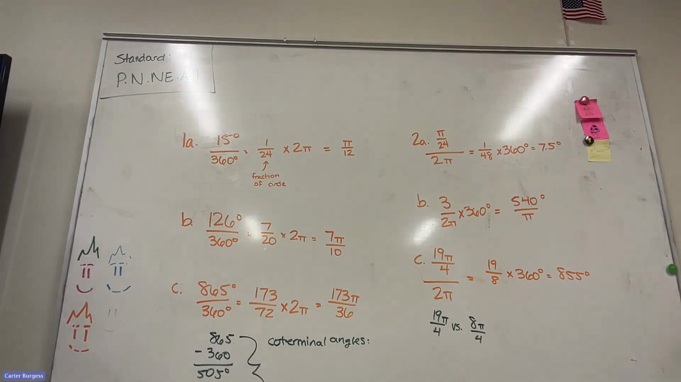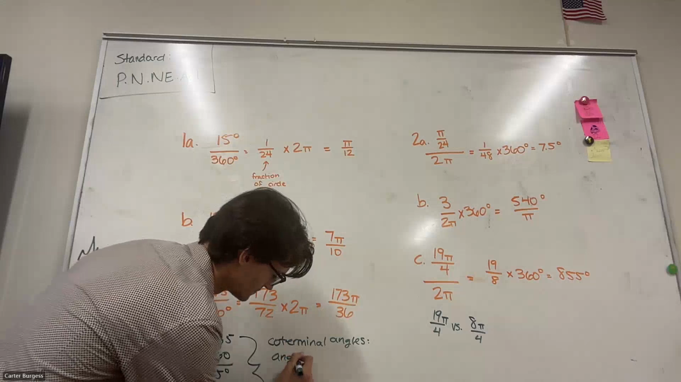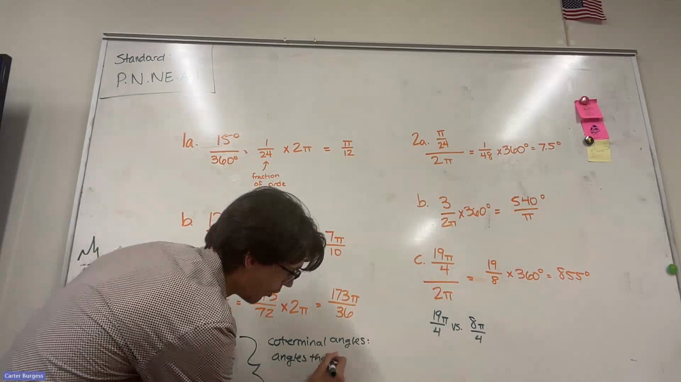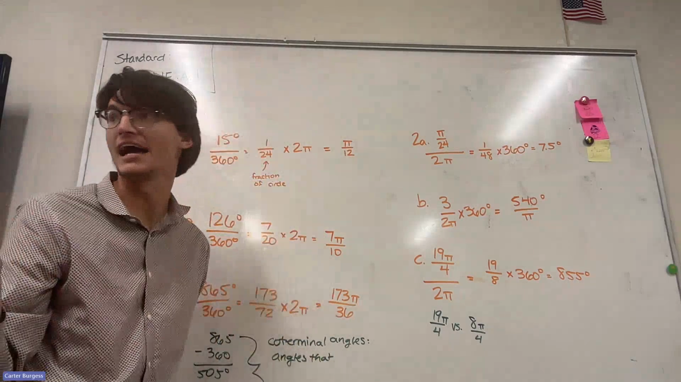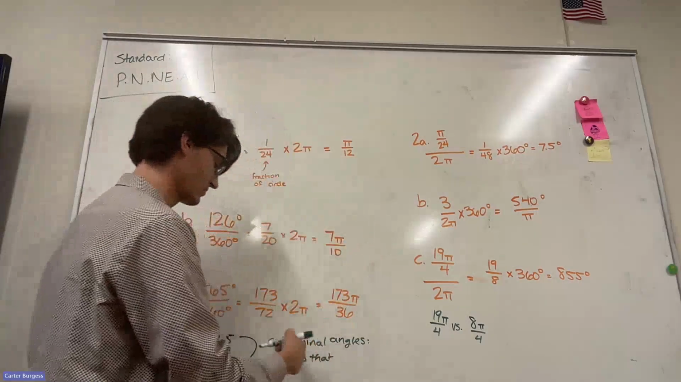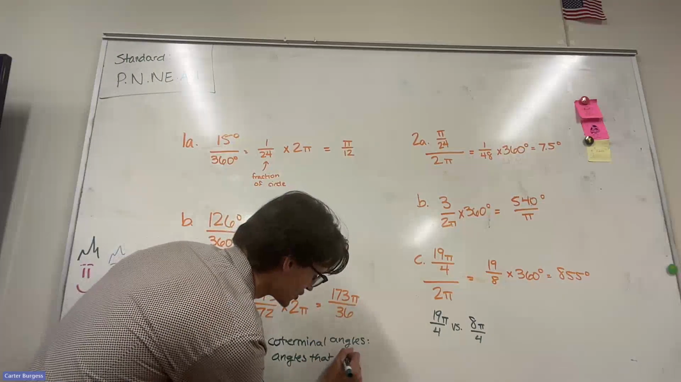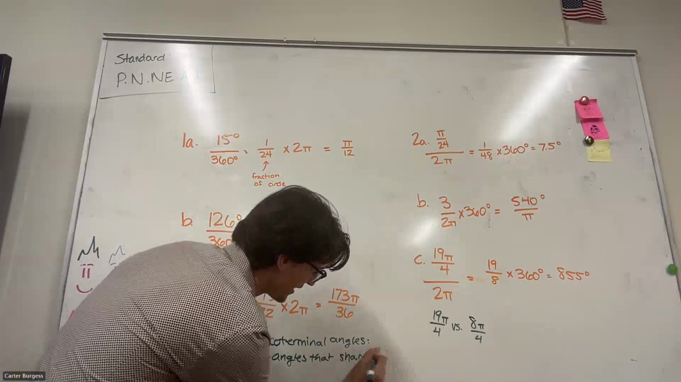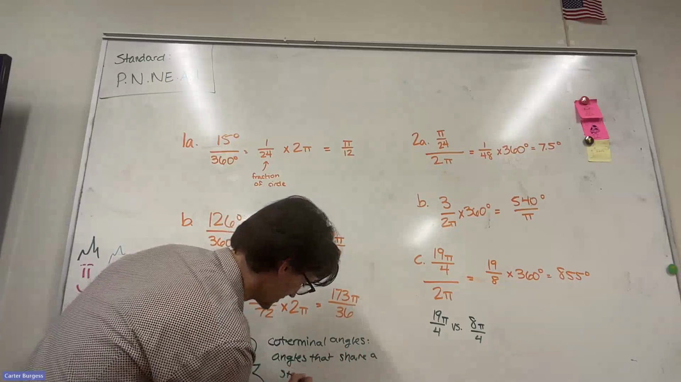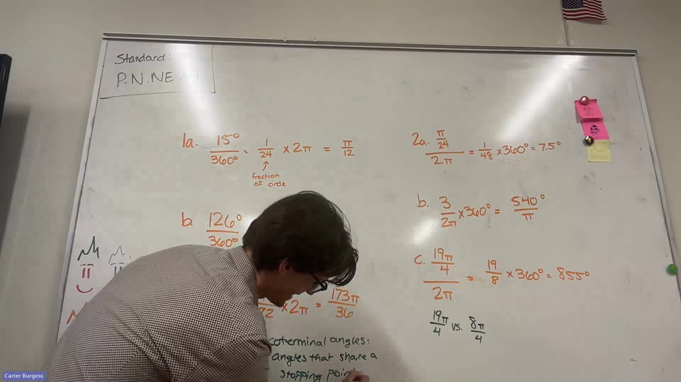And really, it's in the name. They are angles that share a final stopping point, or a terminal side, which is why they're coterminal angles, co- being with, terminal being that final side. So angles that share a stopping point is how I'm going to describe it casually.